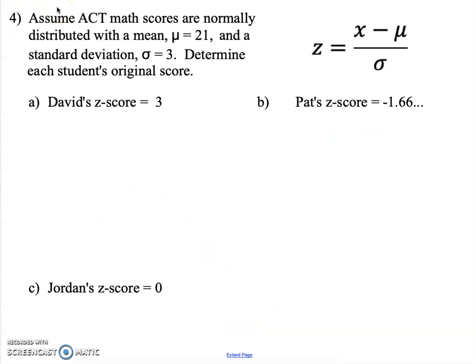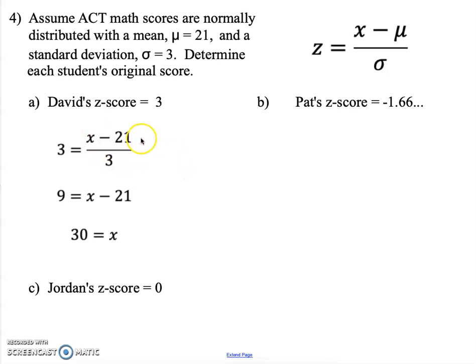Okay, this time I give you the z-score and want you to work backwards. So David got a z-score of 3. What was his raw score? So I'm going to take 3, plug it into the formula over here for z. X I don't know, the mean is 21, the standard deviation is 3.